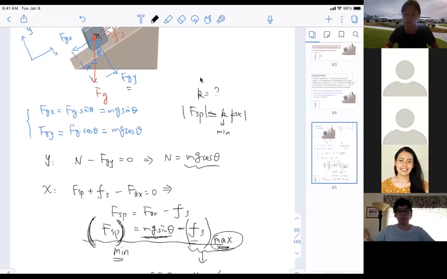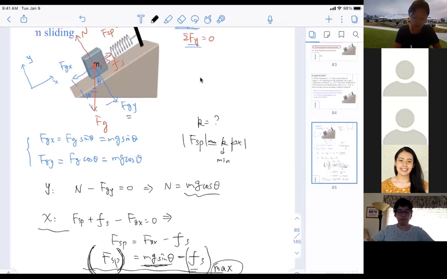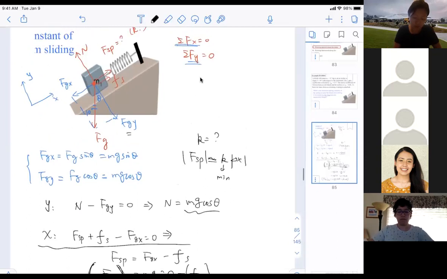Could you briefly go over the x component? I was a little bit lost on that section. This component right here? Yes. Okay, so there are three forces in the x direction. One is the spring force pointing up. One is static friction pointing up. One is gravity, the component of gravity pointing down along the ramp.